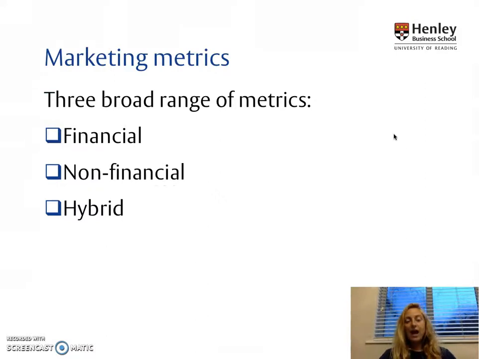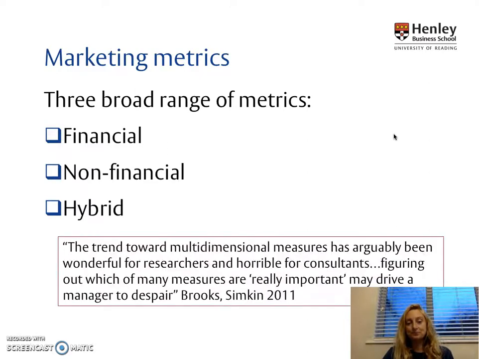So broadly, you can classify marketing metrics in three broad ranges: financial, non-financial, and hybrid. If you look into the Brooks and Simpkins paper that I have suggested you to read, they classify into four different classes. So they have, I think, quantitative, qualitative, financial, and hybrid, or similar. However, I have a slightly different view on this, and I think quantitative and financial are very similar. So basically, classification is based on financial, non-financial, and hybrid, the ones that combine the two.